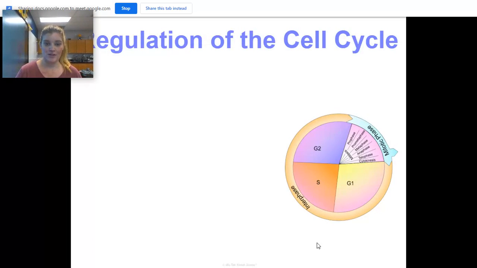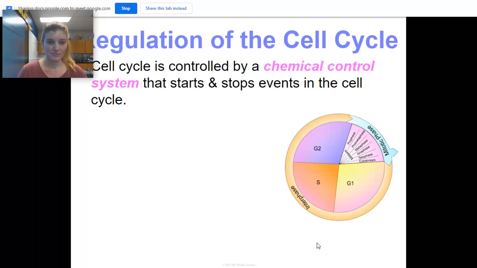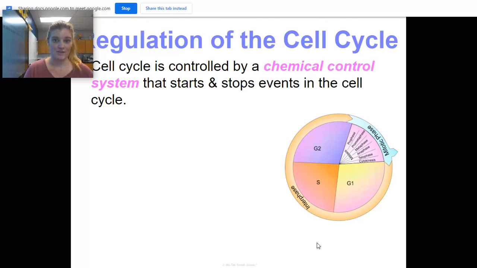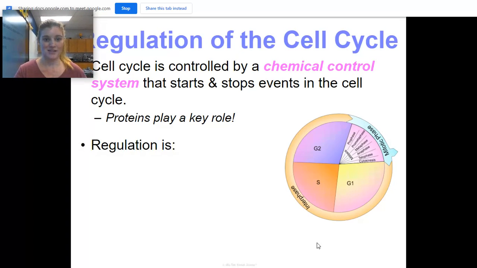So when it comes to regulation of the cell cycle, I really like this little chart because it shows you how long the cell is in interphase, and you can see all the different mitosis phases there as well. But we have the cell cycle controlled by a chemical control system, and it starts and stops all the events in the cell cycle. So proteins are going to be playing a key role. Remember, our cell loves to make proteins.